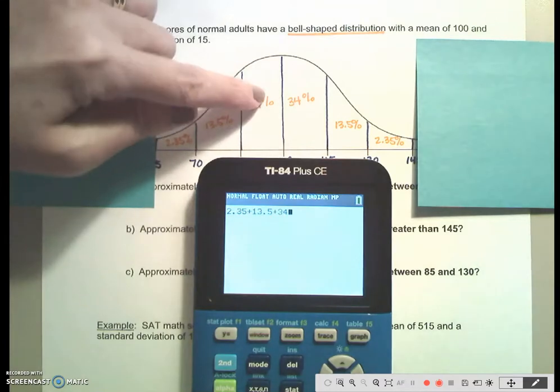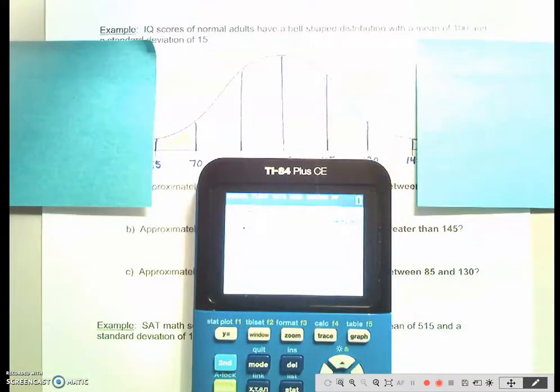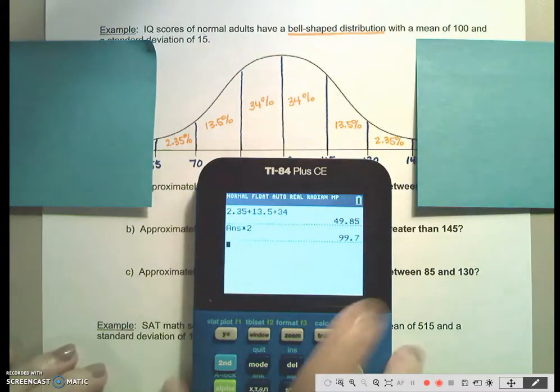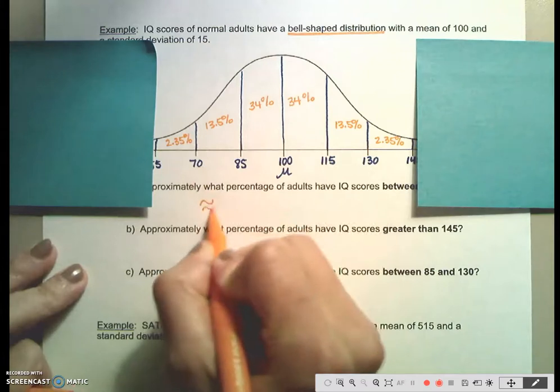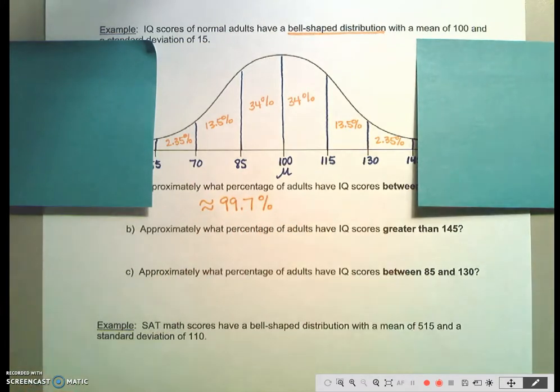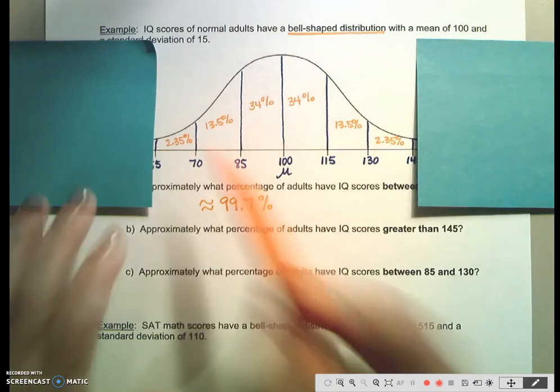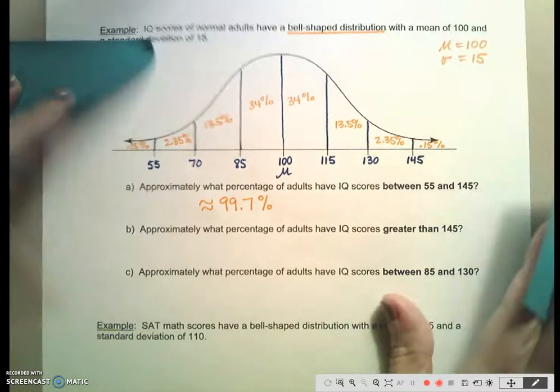2.35, 13.5, 34, and then you know what I'm going to do? I'm just going to double it because those match. 99.7, approximately. Approximately 99.7%. I think rather than memorizing more percents, I think it's easier just to add them all up. Okay, let's look at the next one.